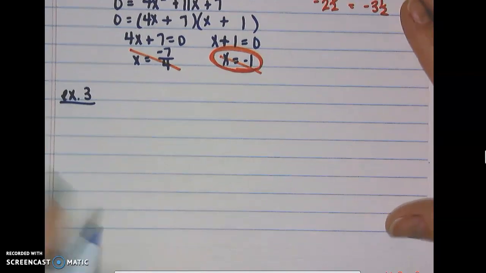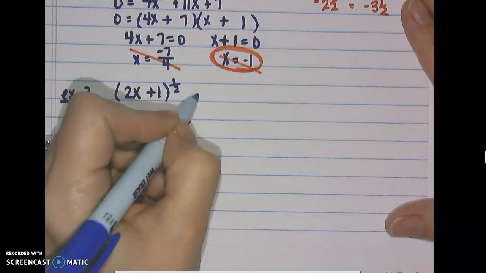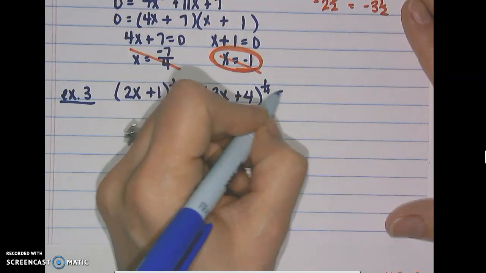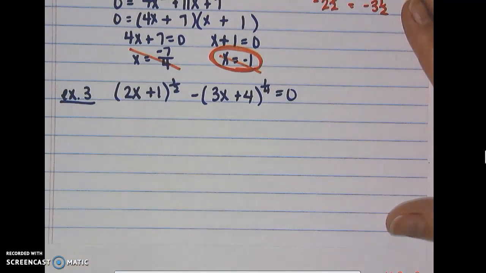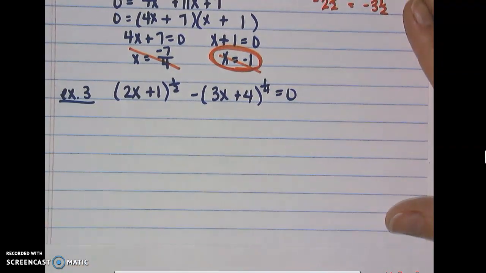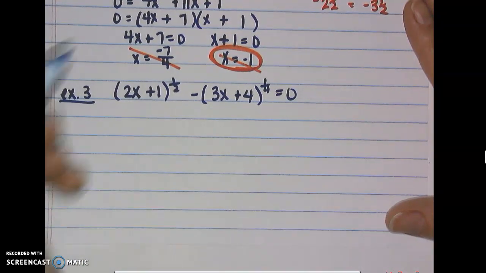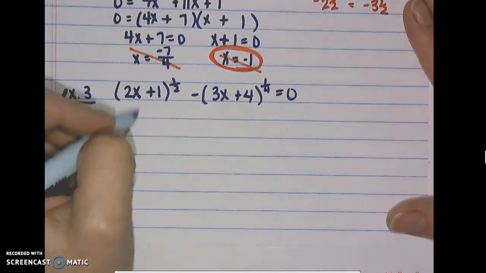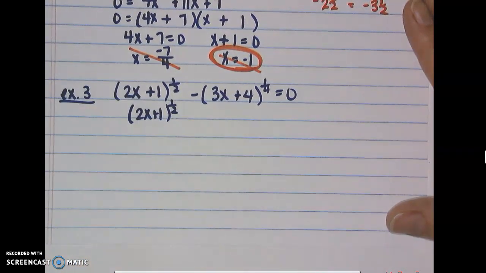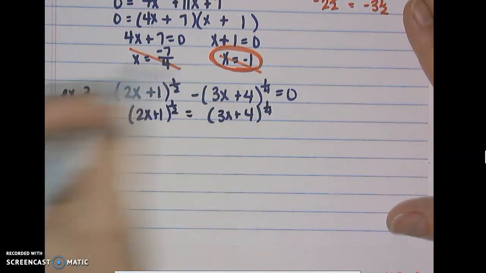All right, let's look at the quantity 2x plus 1 to the 1/2 power minus the quantity 3x plus 4 to the 1/4 power equals 0. So here we have two sets of parentheses, two sets of radicals is ultimately what this is. So we do need to isolate them and separate them from each other. So we would add this one over to get 2x plus 1 to the 1/2 equals 3x plus 4 to the 1/4.